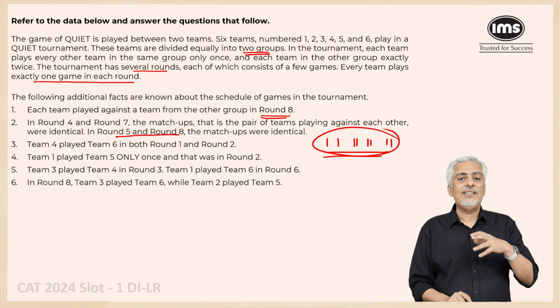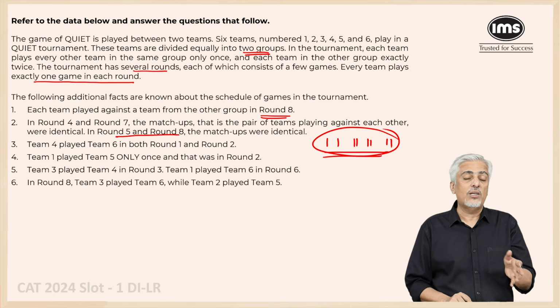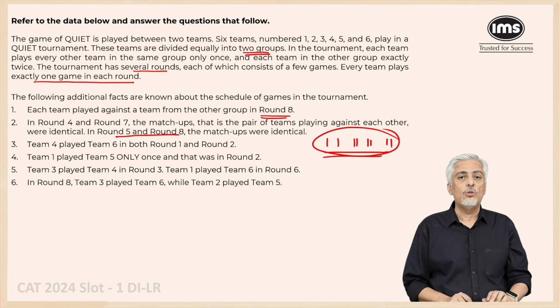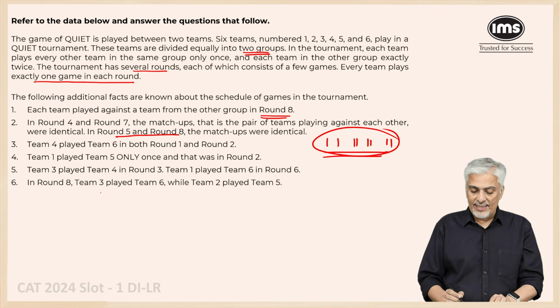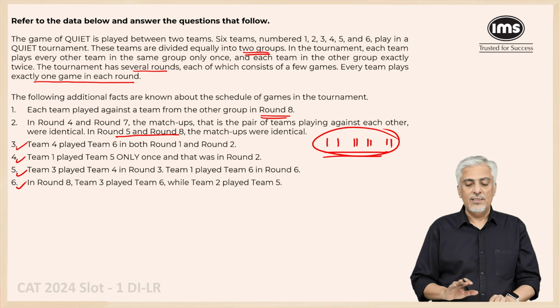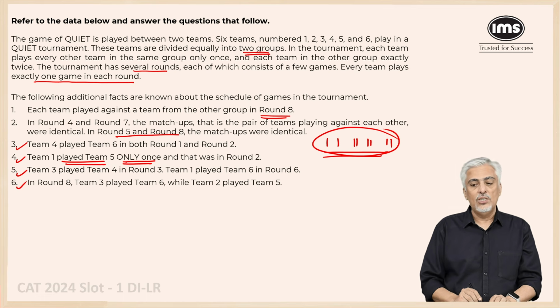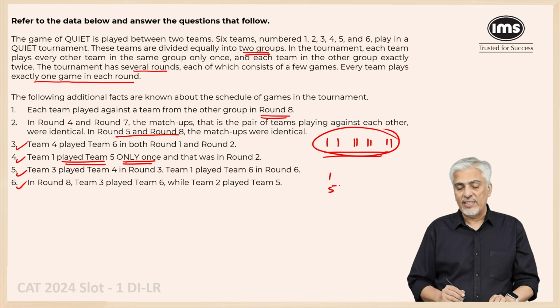Suppose T1 is playing T3 in round 8, then T1 can play T3 in round 8 or round 5 only if T3 is from a different group and so on. And then the last 4 statements were all direct statements about which team is playing whom, where. So, we'll come to all that data. There's also one about an only once, which tells me that 1 and 5 are in the same team. So, from the data, I've already got that 1 and 5 are in the same team. A lot of data we get directly like that.